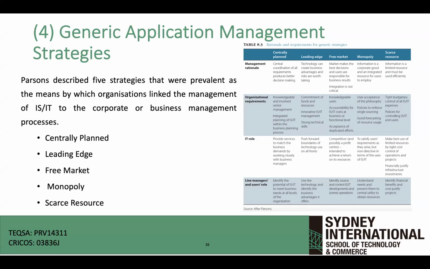And what will happen in that model, and we'll discuss that further in the webinar, is they talk about various roles that people need to play in terms of any sort of investment. Centrally planned, well, you have organizational requirements, you have the IT role, you have line managers and users playing various roles in that system. But if I was to give you an example, think about the free market, where we are allowing all of these functional managers and business users, we are enabling them to identify, source and control IS and IT development and some of their operation.